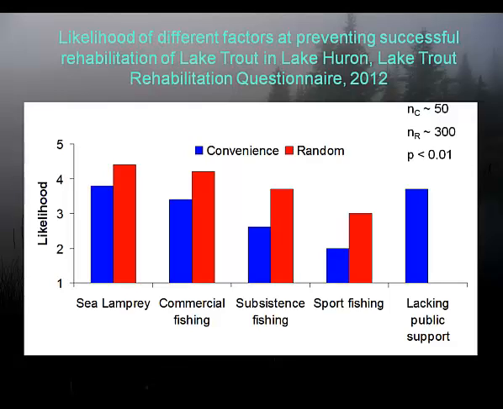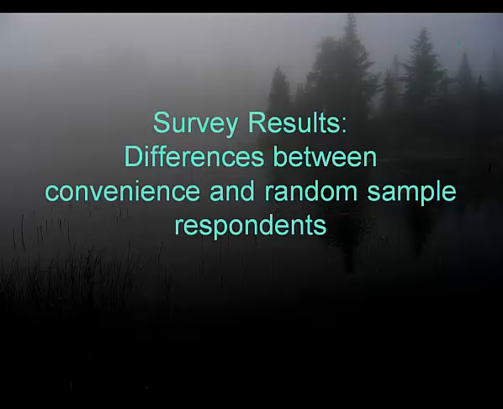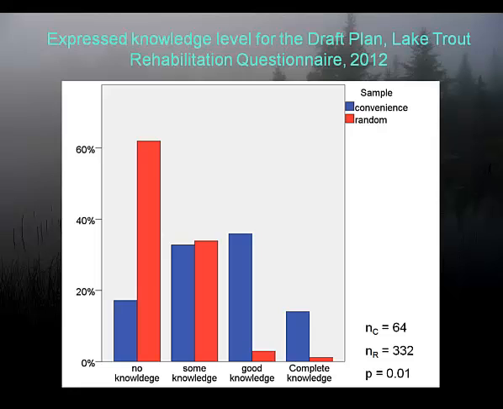convenience sample. As I mentioned earlier, there were some differences in the questionnaires themselves between the two groups, and we didn't have this question in the random sample about lacking public support. But again, this seems to be that faction of the convenience sample that were really anti-lake trout, and it was showing up there. So those are the differences between the two groups.